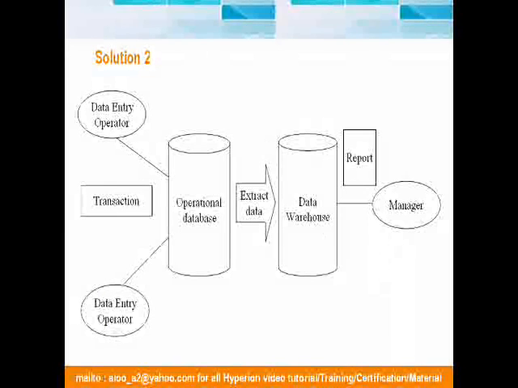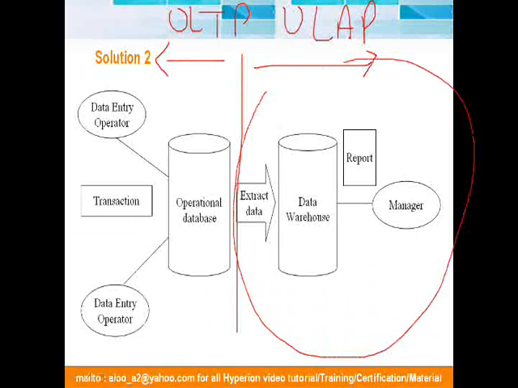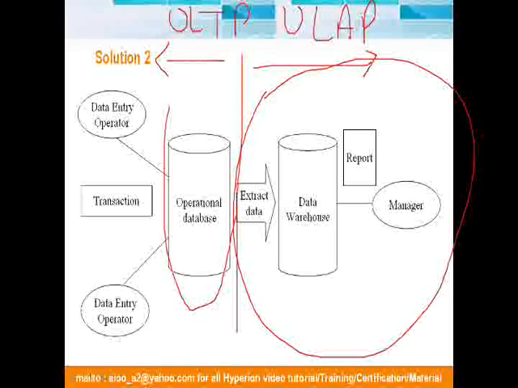So as a solution, we built two different systems. This system is called OLTP, online transaction processing. This system is called OLAP. As Hyperion, OBI or BI consultants, we work in this world. There are two different worlds. Business users and front-end executives record data in one system and it remains intact. Nobody touches this system. It is used only for day-to-day transactions, and the manager uses another system.